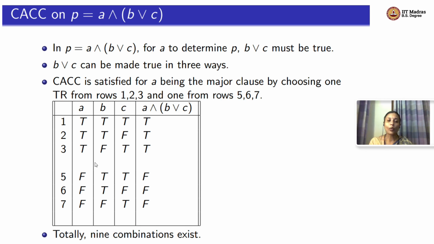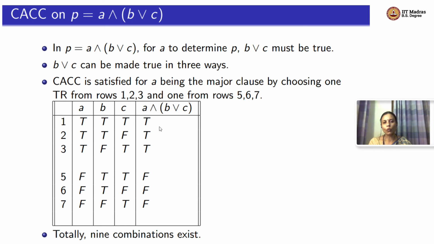Now A is the major clause. Rows 5, 6, and 7 ensure that A is false and B or C stays true. It's again the same combination for B or C as rows 1, 2, and 3: true, true, true, false, false, true. In all these cases, B or C as a sub formula will return true. Rows 1, 2, and 3 will make A true, rows 5, 6, and 7 will make A false.